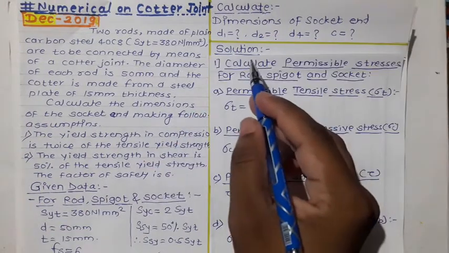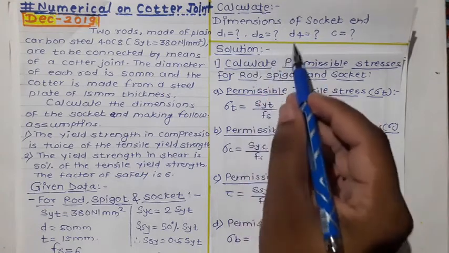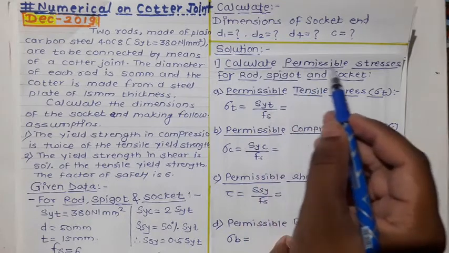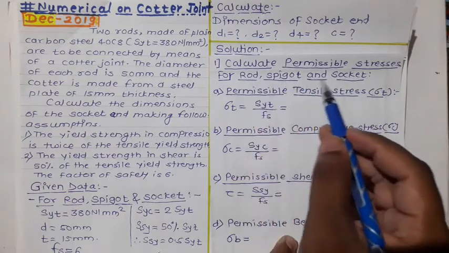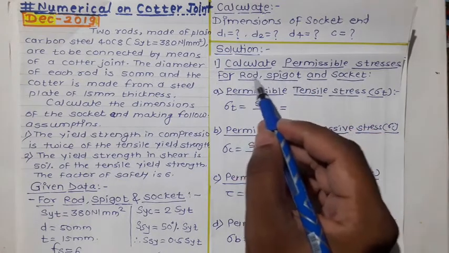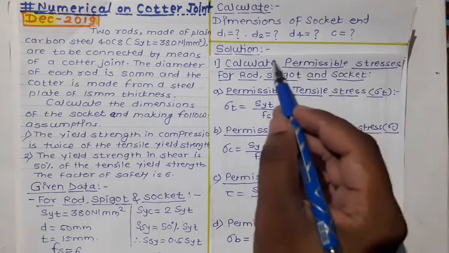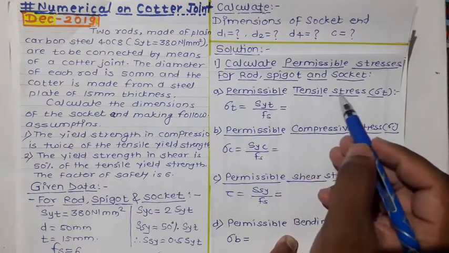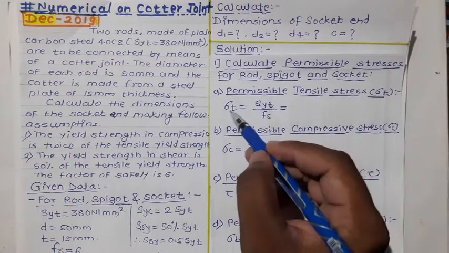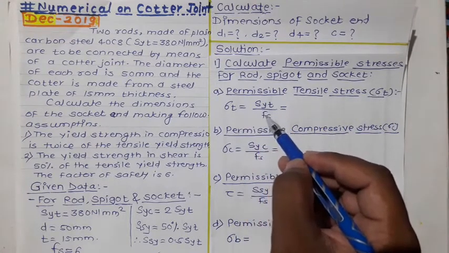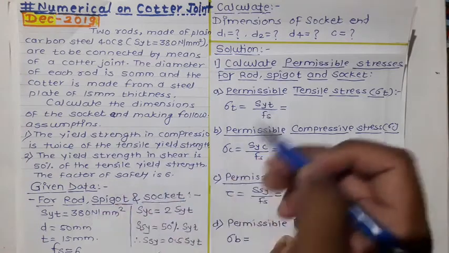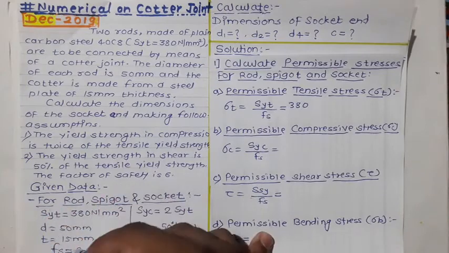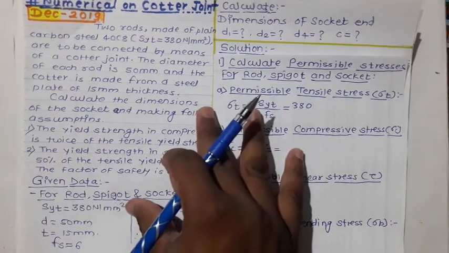In the solution, before starting the actual solution, let us calculate the permissible stresses. First of all, we have to write: calculate permissible stresses for rod, spigot and socket. As the material for rod, spigot and socket is the same, the permissible stresses for all these 3 parts are also the same. First is permissible tensile stress, sigma T. Sigma T is defined as SYT upon Fs. The value of SYT is 380 here and Fs is 6.